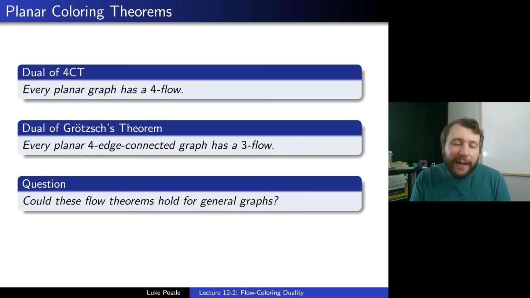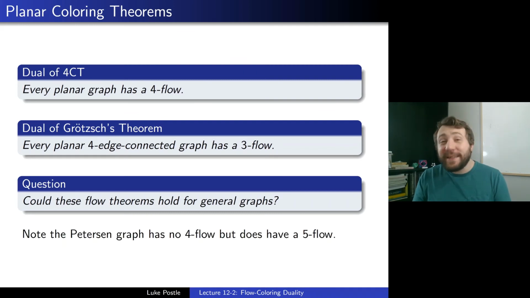There is one thing, not every graph can have a 4-flow because of the Petersen graph. It turns out the Petersen graph is cubic, but it's not 3-edge colorable. And so it doesn't have a 4-flow by what we've established. However, it's not that hard to find out that it does have a 5-flow. So I won't show that to you, but it does make us have to tweak the conjectures a little bit.